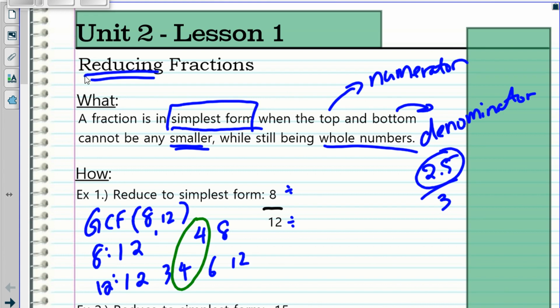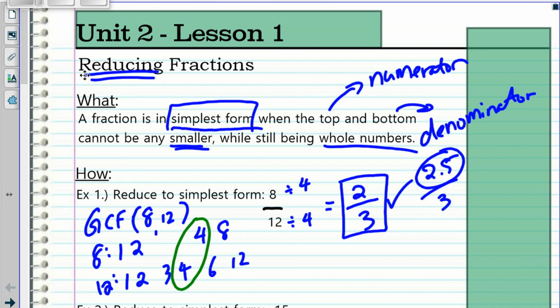You know how to find the greatest common factor between the numerator and the denominator, and then we can divide both of these by the GCF. Why do we do that? That's because as soon as you finish the operation, it gives you the answer in its simplest form. You can't reduce this any further.